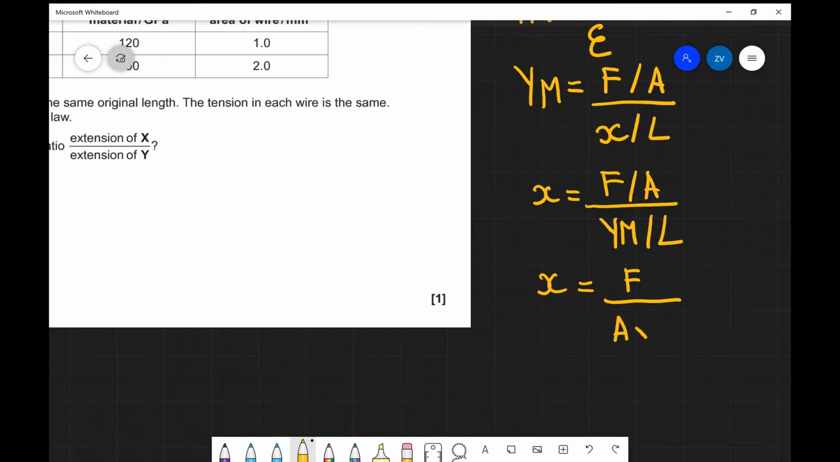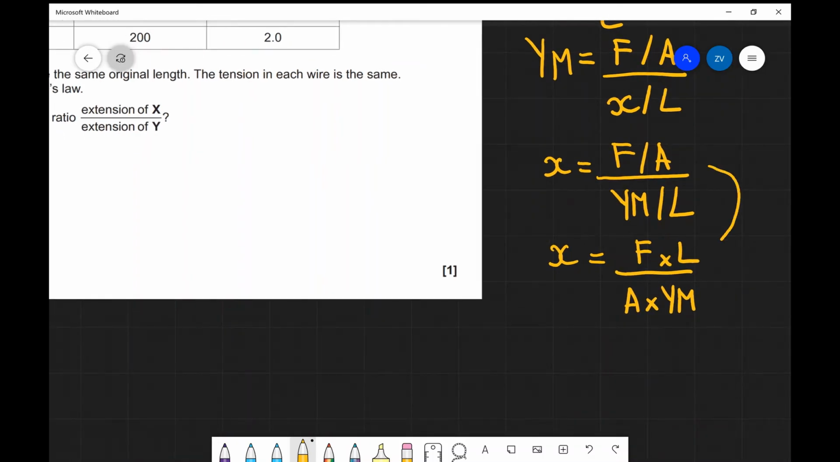So the area times Young's modulus, and if you're dividing by L, that means that you can bring this up over here. If you're unsure how it went from here to here, please write it out, or just leave a comment down below, and I'll be more than happy to explain this in a little bit more detail. Okay, so we have an expression for the extension x in general.